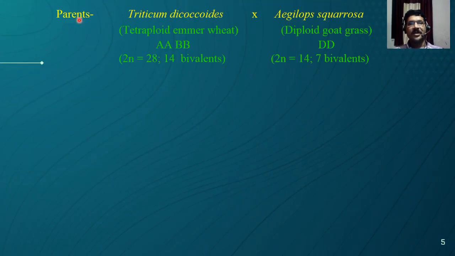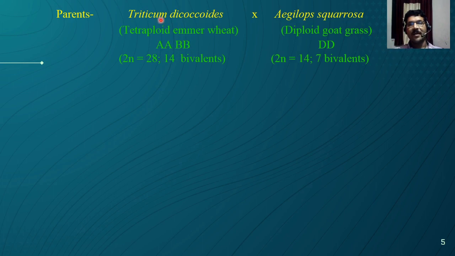Initially they selected 2 parents: Triticum dicoccoides, this is one parent, and this is another parent, Aegilops squarrosa. As we have seen, the first parent is tetraploid emmer wheat, which has the genotype AABB. So there are 4 sets of chromosomes: one A, another A, one B, another B. So 2 plus 2, 4 sets of chromosomes you can see.